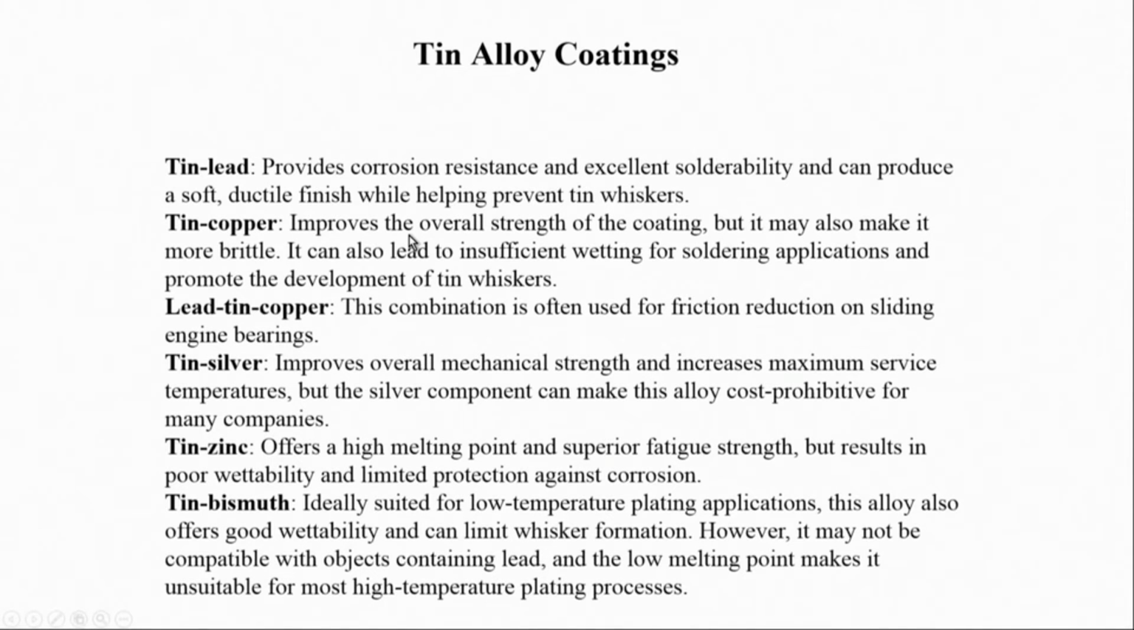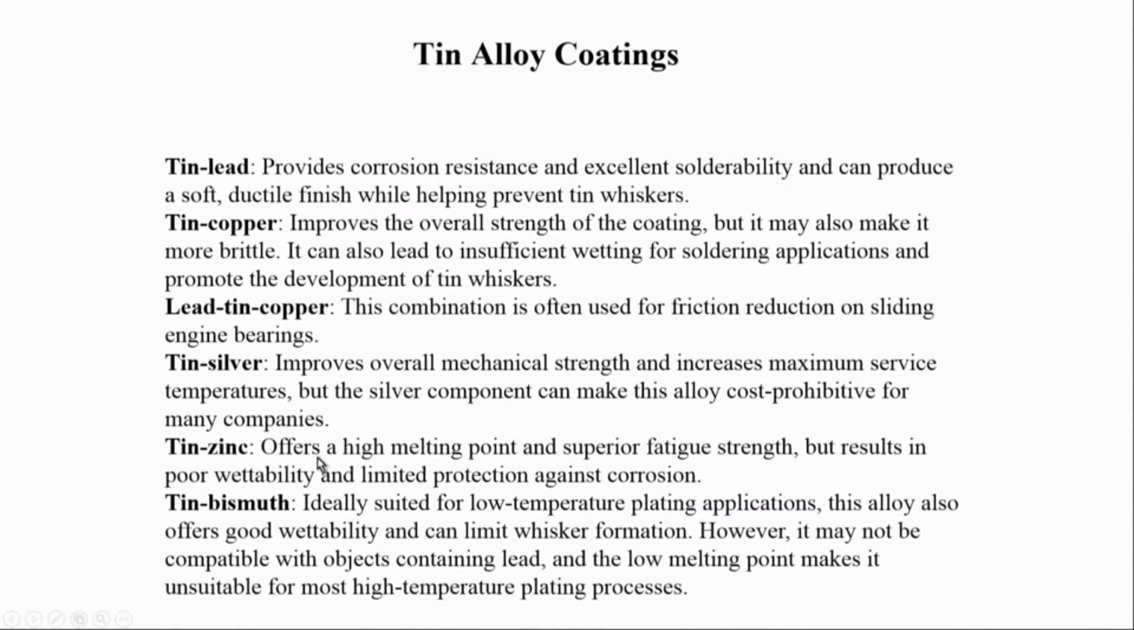Tin copper is an alloy which improves the strength actually, but it can be brittle as well, and it can also lead to insufficient wetting for soldering application and promote the development of tin whisker. Lead tin copper alloy, this combination is often used for friction reduction on sliding engine bearings. Tin silver improves the overall mechanical strength and increases the maximum service temperature, but the silver component can make the alloy cost prohibitive for many companies.